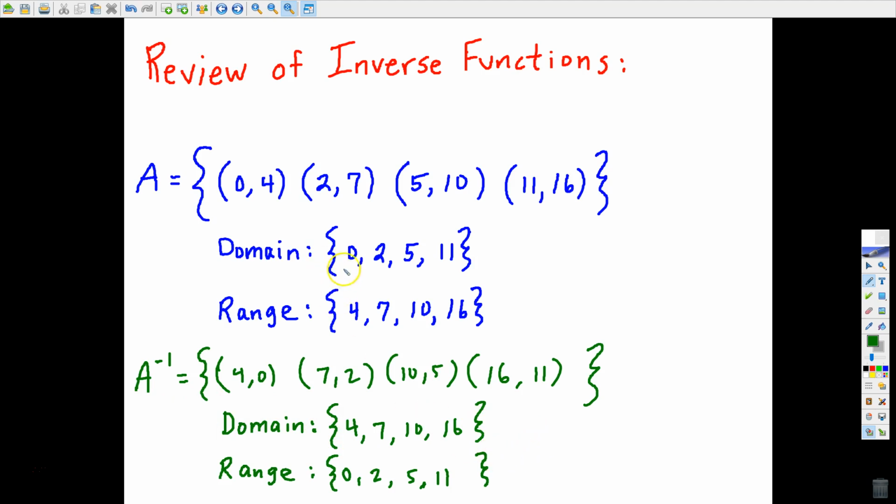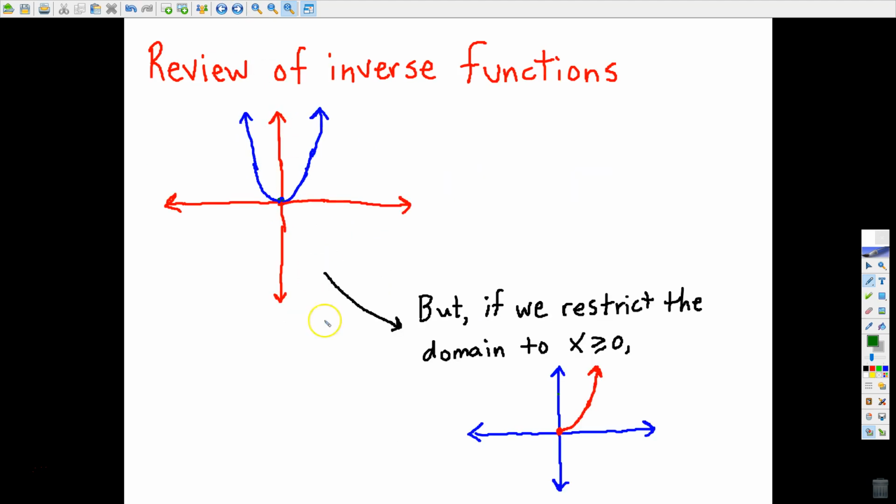Okay, so that's how we would come up with the inverse of a function and how we would know if the inverse is a function. It will be if we're dealing with a one-to-one function. So that's looking at a set of ordered pairs. Well, what about a graph? Here's a pretty simple parabola. It's kind of ugly, but here's a parabola, and it's a function.